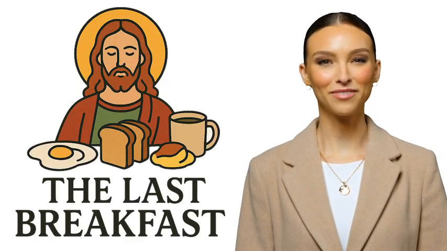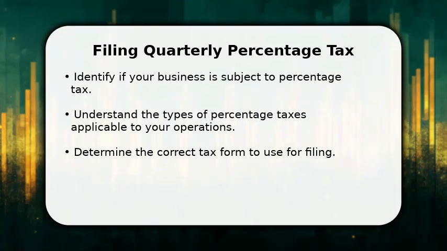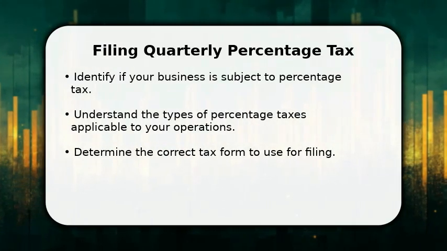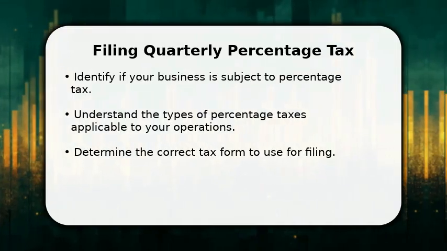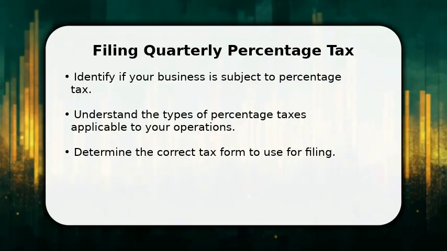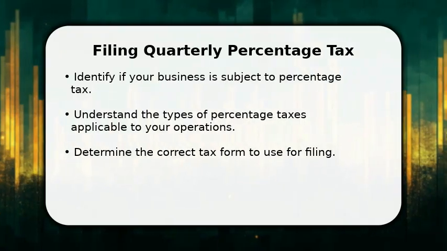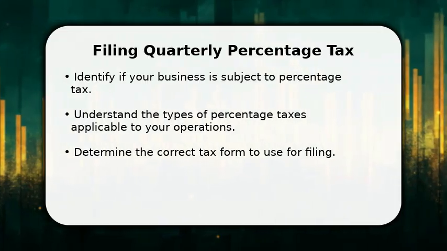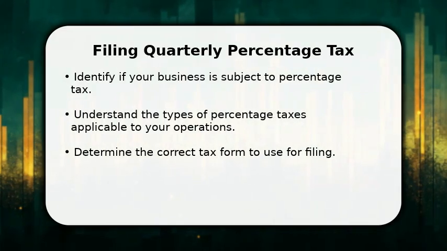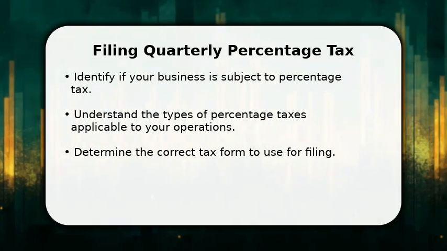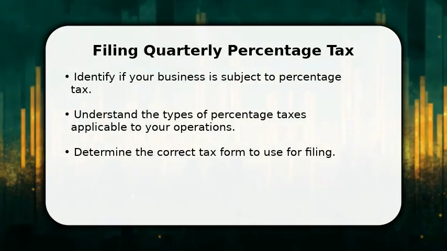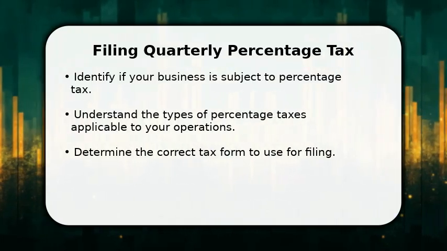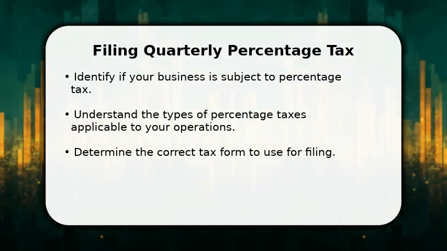Please enjoy the video. In this video, I will explain how to file percentage tax quarterly. First, you need to identify if your business operations fall under the percentage tax category. This typically applies to businesses not subject to value-added tax and with gross annual sales or receipts not exceeding 3 million pesos. Next, understand the specific percentage tax rates relevant to your industry. Finally, determine the correct tax form, usually BIR Form 2551Q, for your quarterly filing.